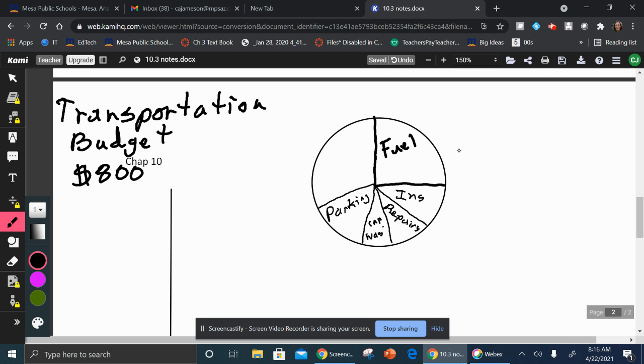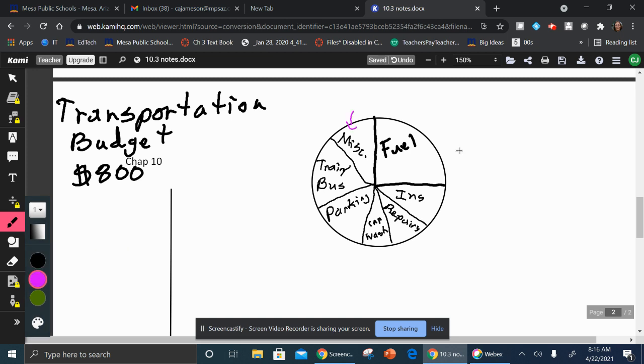Car wash. Okay, so I have to take the train and the bus sometimes, and miscellaneous. Okay, so let's add in the percents for all these.